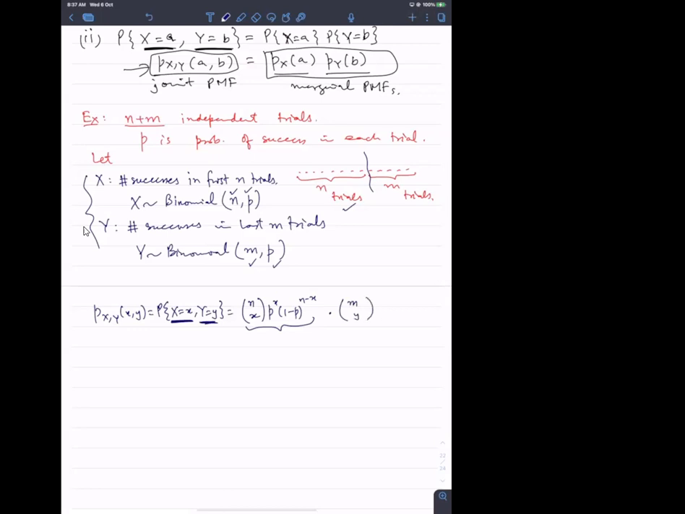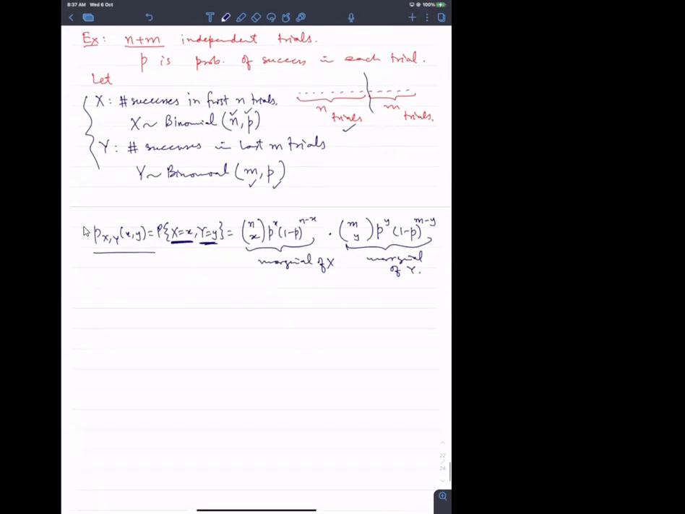M choose y, p power y, 1 minus p, m minus y, and you can readily see that the marginal of x and this is marginal of y. The product of these two is the joint PMF here. In the same example, I will show you a situation when the random variables are not independent.